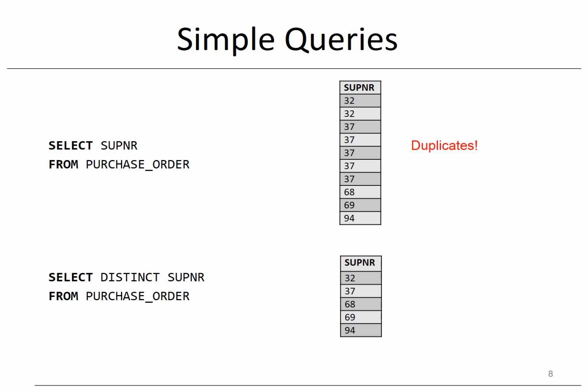Remember, the result of an SQL query is a multiset. That's why we see supplier numbers 32 and 37 appear multiple times. The second query adds the distinct option. This option removes duplicates and makes sure that only distinct values are shown in the result.